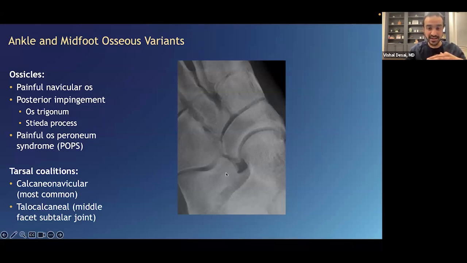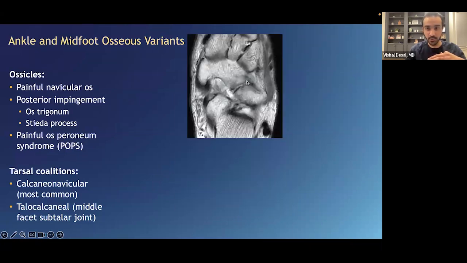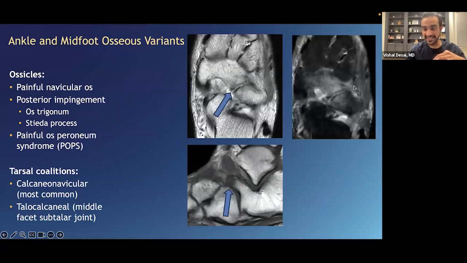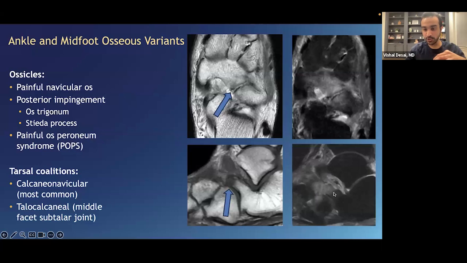In this case here, we have a non-osseous calcaneonavicular coalition. On MRI, we can see that coalition on our T1 weighted sequences. In this patient, it was clearly the source of the pain, as I have this intense edema spanning that coalition.